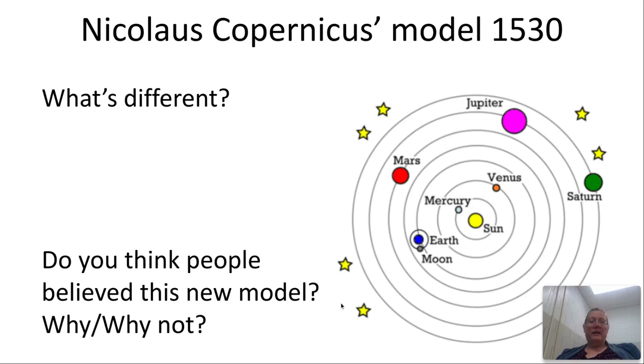Okay, so here's a new model, 1530. Nicholas Copernicus developed this model. What is different? What stands out between this model and Ptolemy's model and Aristotle's model? Do you think people believed this new model, and why or why not? And that is the end of the first part of the notes. I will talk to you soon.